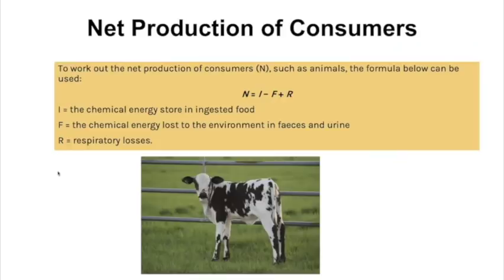Now another formula that you could be asked to use is this one here, looking at the net production in consumers. So to work out the net production of biomass, you would need to use the formula N equals I minus (F plus R). I is the chemical energy stored in ingested food, so that is the food that's eaten. F is the chemical energy lost to the environment in feces and urine. And R is respiratory losses. So whatever you have left, the N, that can go towards making the carbon compounds or the biomass.